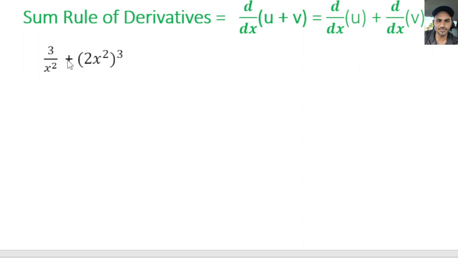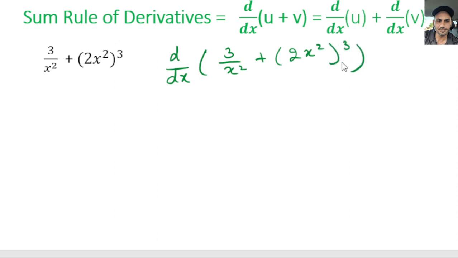I'm going to write it as we want to take the derivative d over dx of 3 over x squared plus 2x to the second power, and everything raised to the third power. So this is the function that we have. To take the derivative of this function, we're going to separate each of the terms and take the derivative of each of the terms individually and then add them up towards the end of the question.